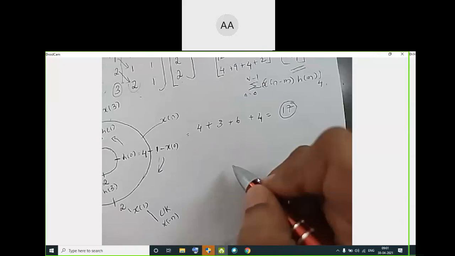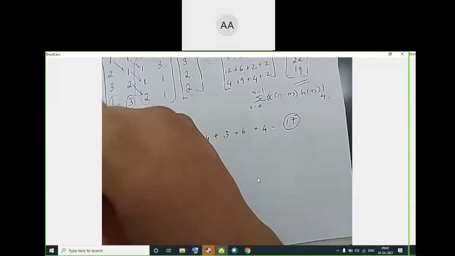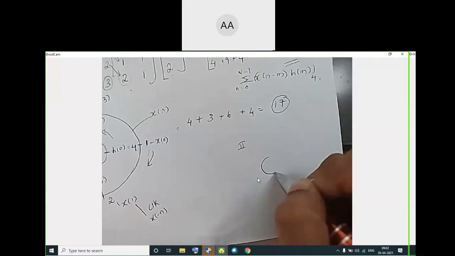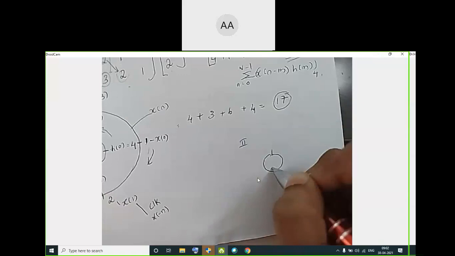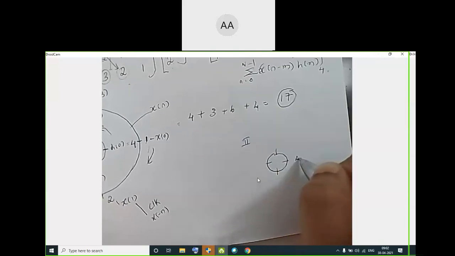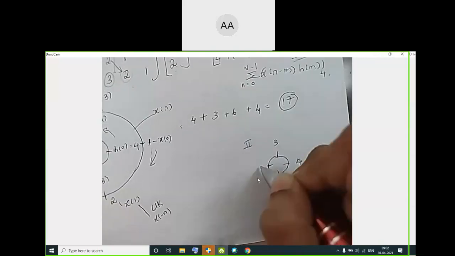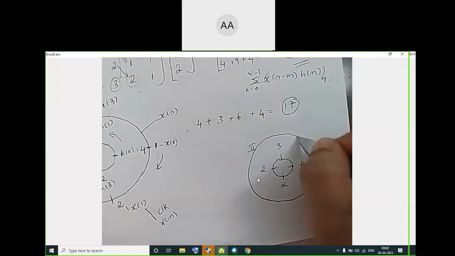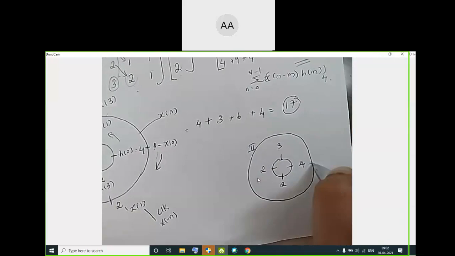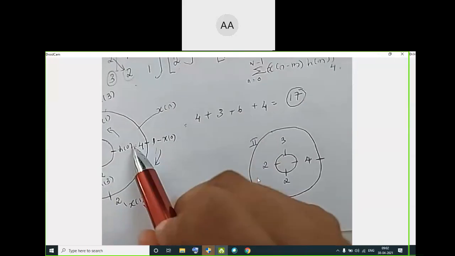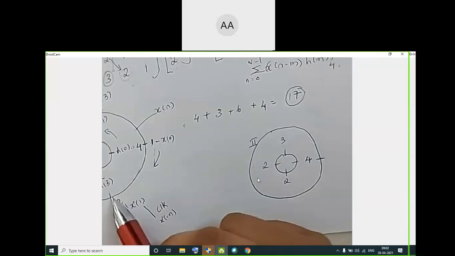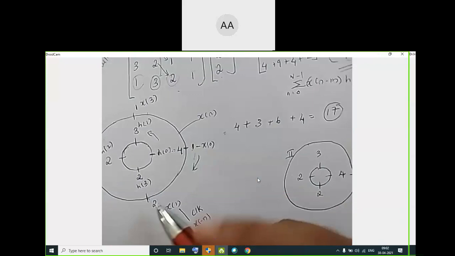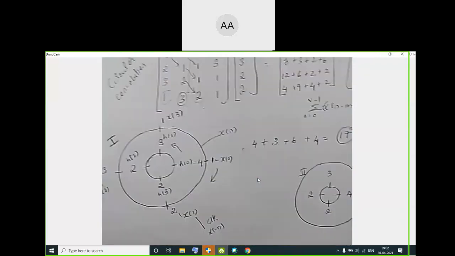So the second term I want to get. This is the first term of convolution. For the second term, I'll always keep the inner circle the same. Inner circle is not changing. It is 4, 3, 2, 2. Outer circle I am going to shift again clockwise. So I had h of 0, that is going to come here. See the previous term. What all did I have in the outer circle? 1, 2.